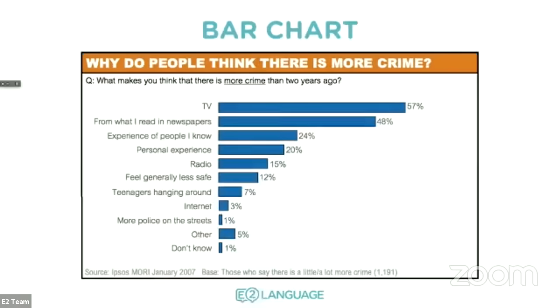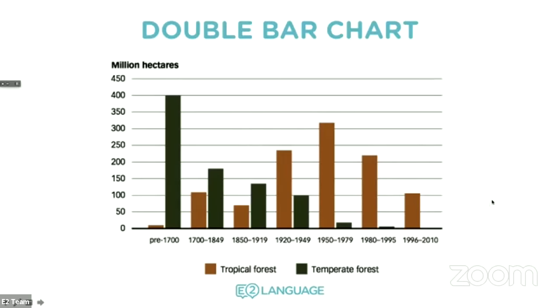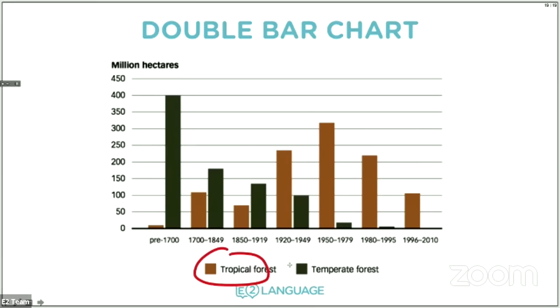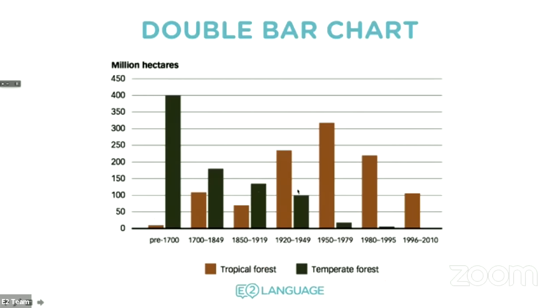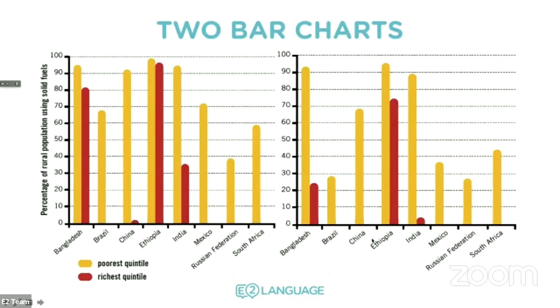You'll also see the bar chart that's horizontal, the one that goes sideways. So you'll see both of those types. You'll see double bar charts. They look really similar, except this one actually is showing 2 things here. You can see the green one and the brown one here. So you'll see double bar charts, 2 bar charts, for example.